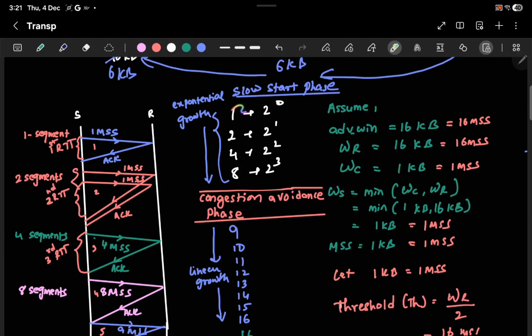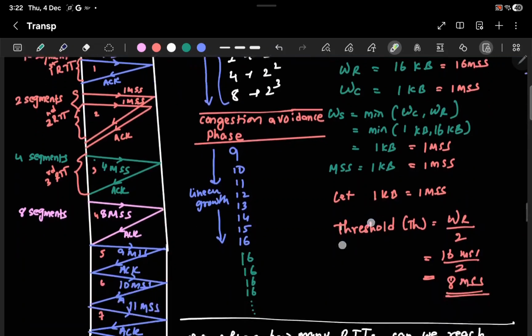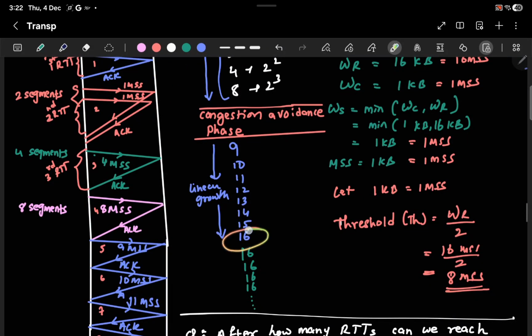Then it will grow exponentially, and once it grows exponentially, it will hit the threshold. The threshold is nothing but the receiver size divided by 2. Once it hits the threshold, it will grow linearly. So our congestion window size will grow linearly, 9, 10, 11, like this. After that, it will reach the maximum receiver buffer size, and then it will keep on sending that many segments. So this is what we have seen.